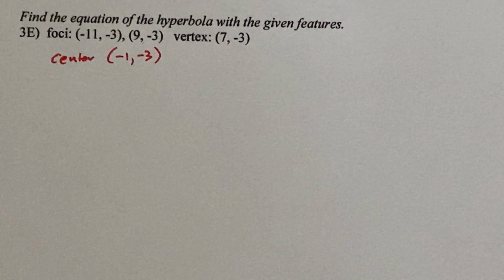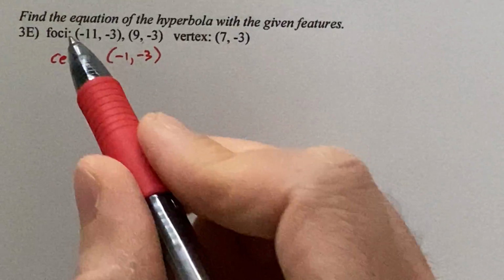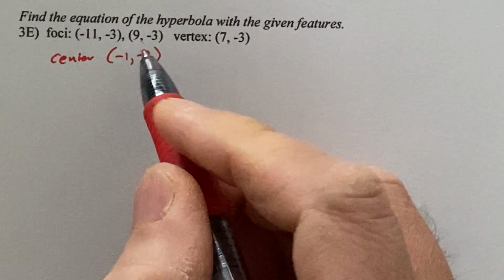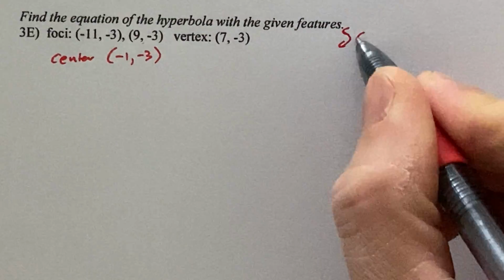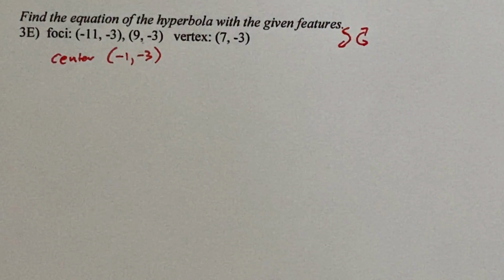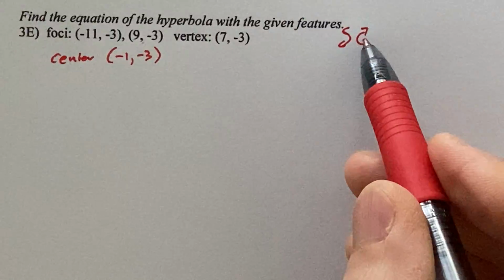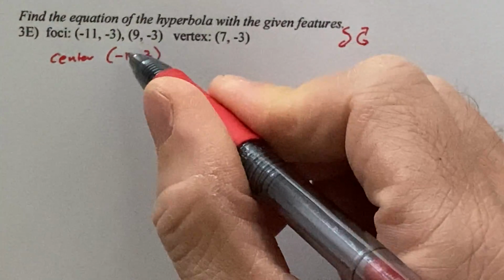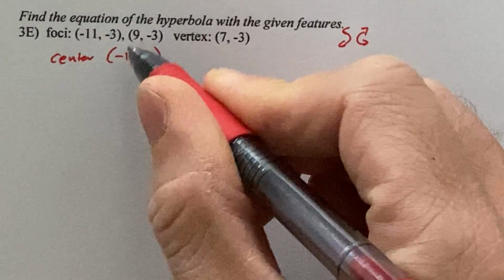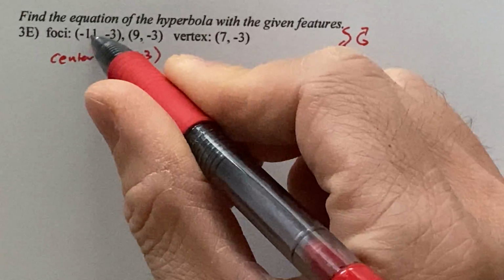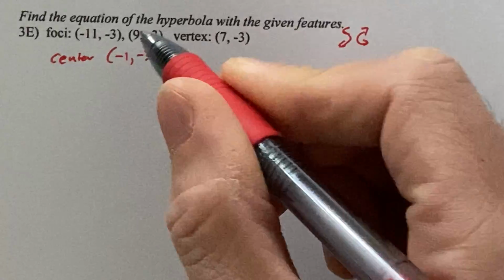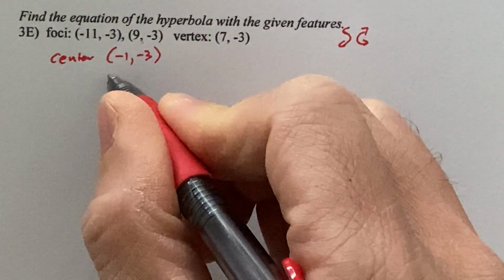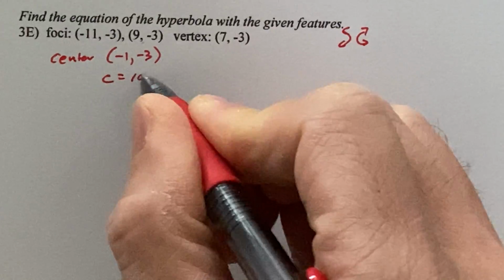So that's important. Second piece of information is these foci are left and right of each other, which means it has to be opening left and right. So I know the orientation as well. So I know the center, I know the orientation, very important pieces of information. And I also know the distance between this center to either one of these. So it's from -1 to -11 or -1 to 9 is 10 spaces. So by definition, I also know the letter C, or the value of C.